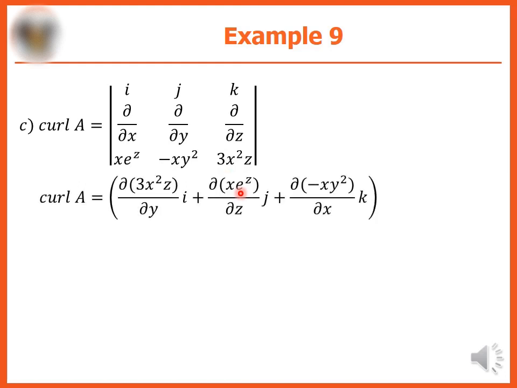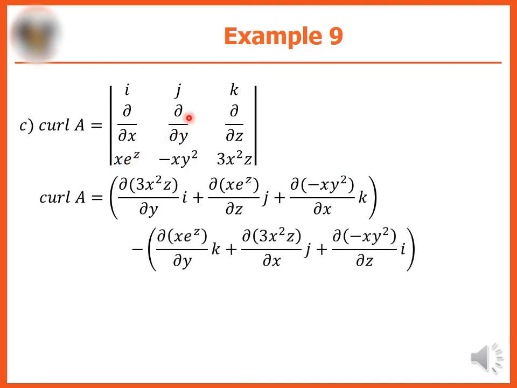So, applying your concepts on determinants, you have i, and then the partial derivative with respect to y, and then 3x squared z, and then j, the partial derivative with respect to z, and x e raised to z, and then k, the partial derivative with respect to x of negative xy squared, and then subtracted, we have the partial derivative with respect to y of x e raised to z k, and then plus the partial derivative with respect to x of 3x squared z times j, plus the partial derivative with respect to z of negative xy squared times i.